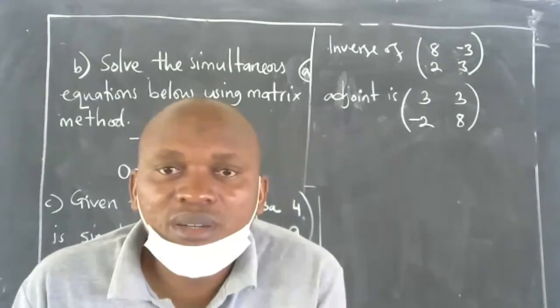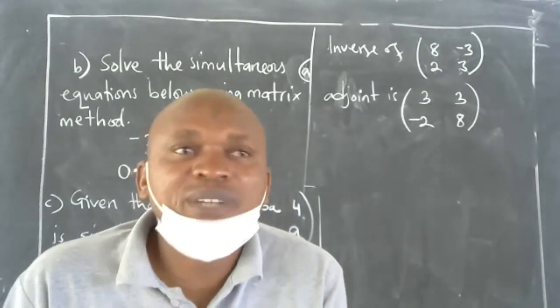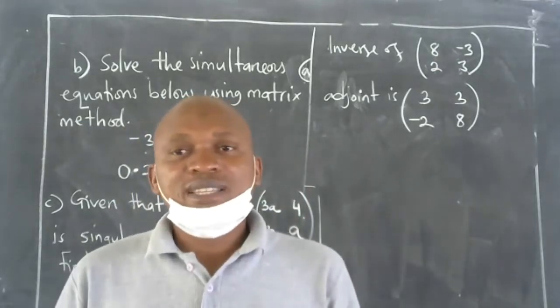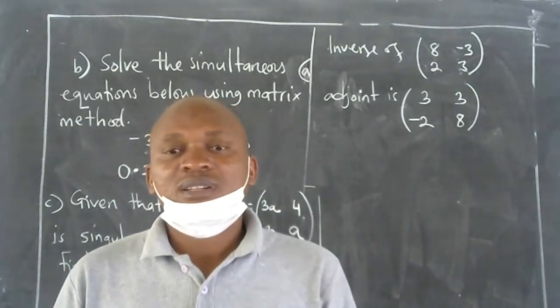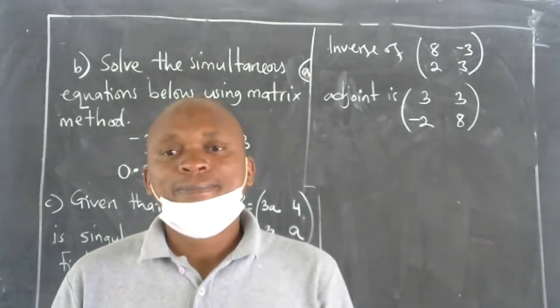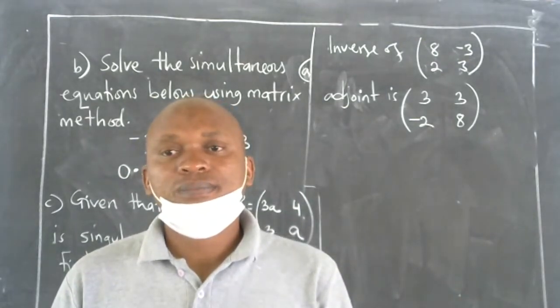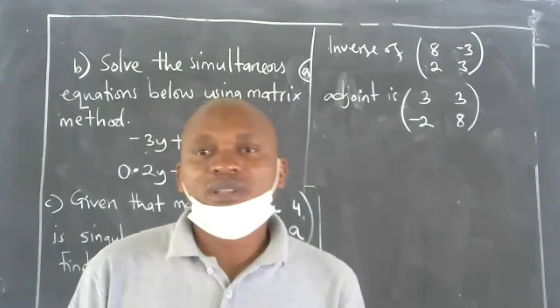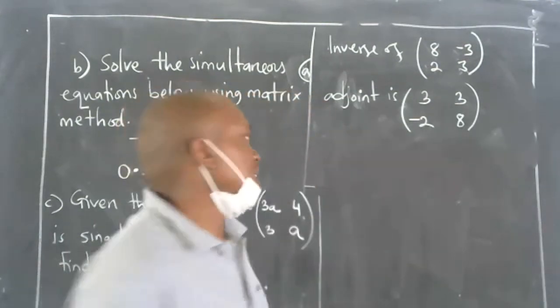Who can try? How do you get that? What's the next step after knowing the adjoint? Should we assume that this adjoint is the answer for the inverse? Should we take this as the final answer? We had to first get the determinant. Oh, very good. We are going to first find the determinant.